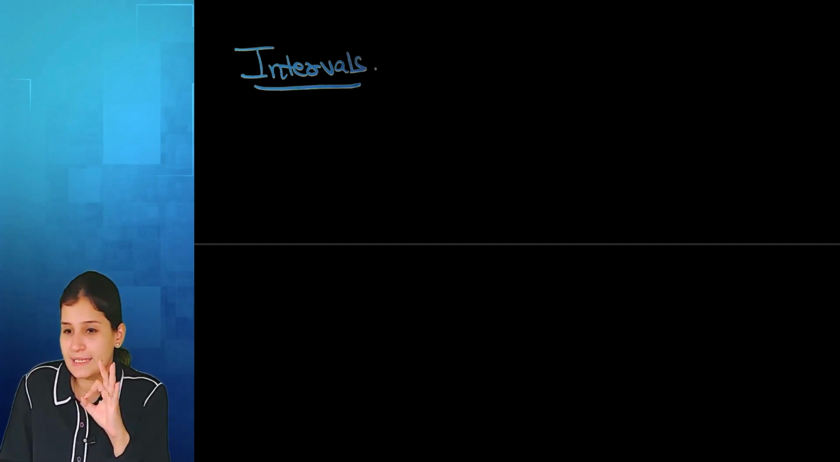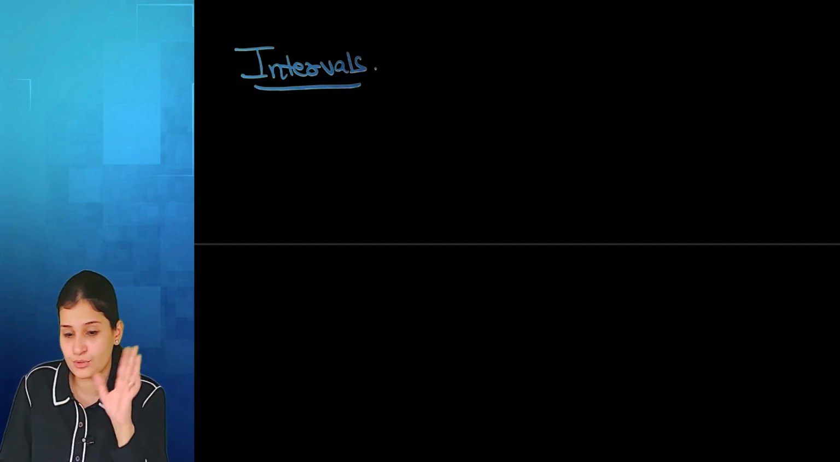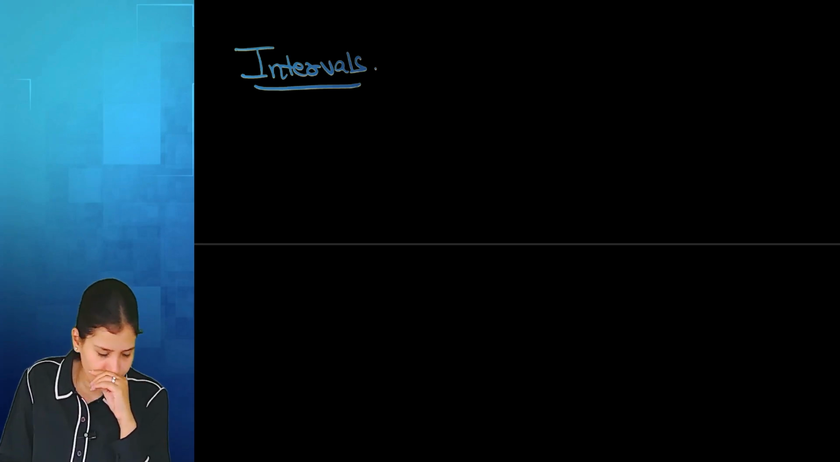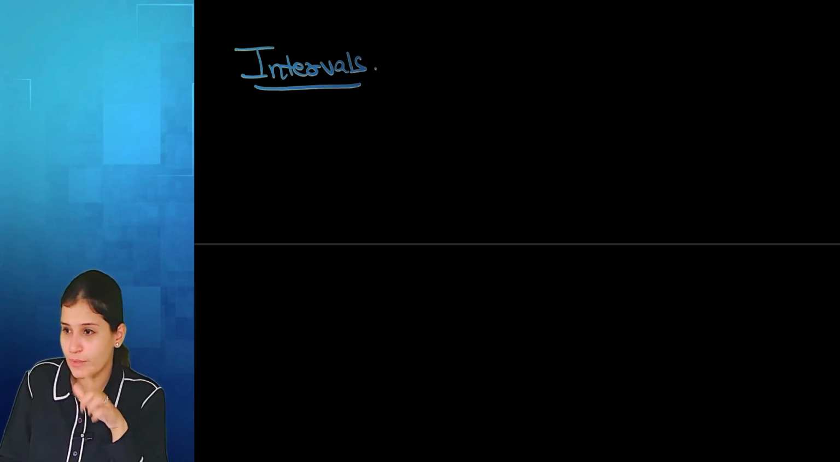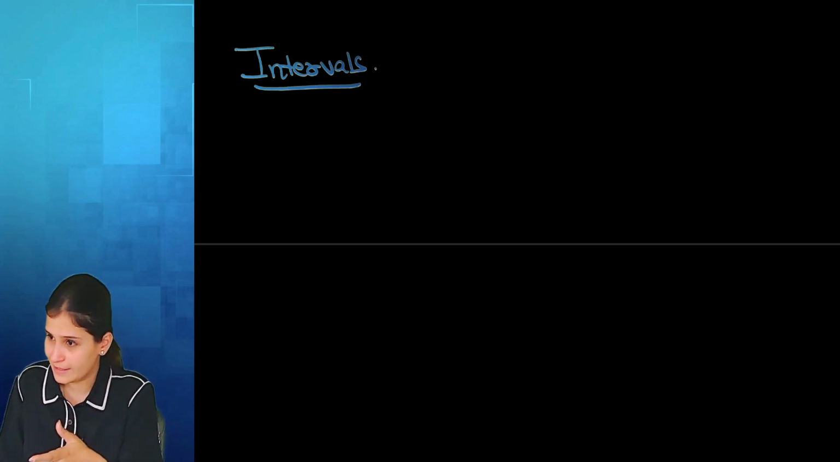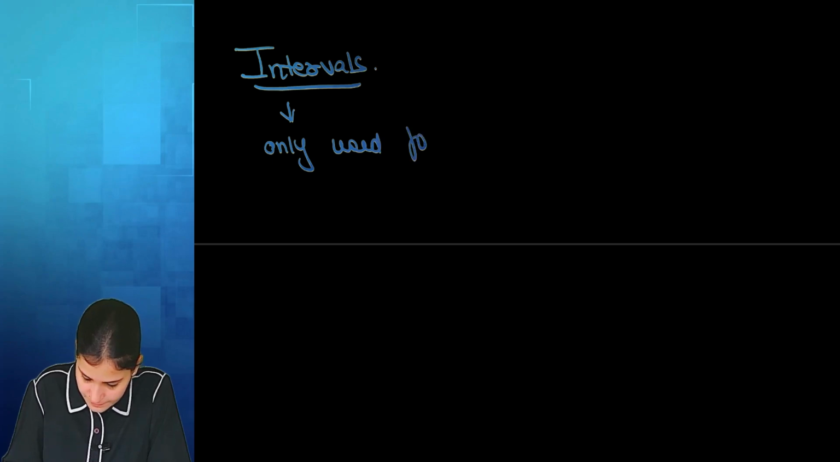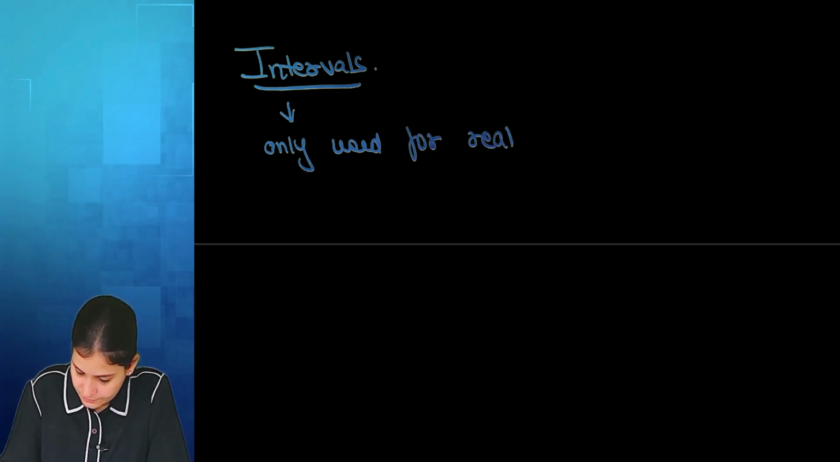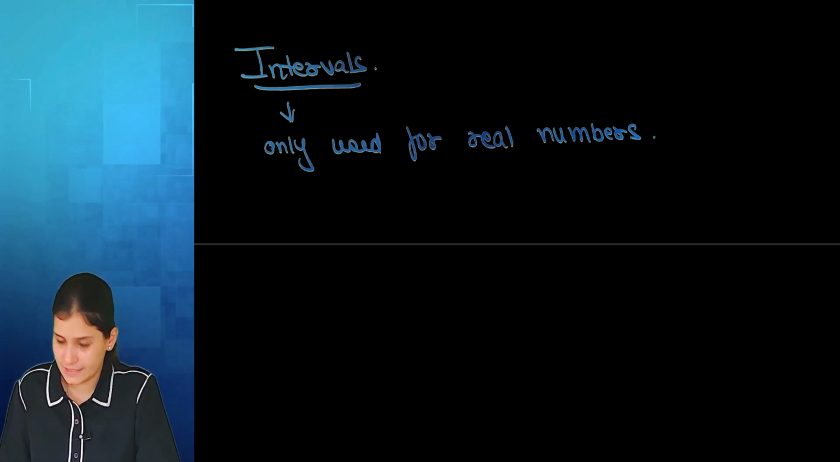Now there are three brackets. We have already used the curly bracket for a set. There are two more brackets remaining which you are supposed to use in intervals. Whenever you have an equality, we will use the square bracket. Whenever we don't have an equality, we will use a round bracket. And remember, an interval is only used for real numbers. You don't use it for anything else.